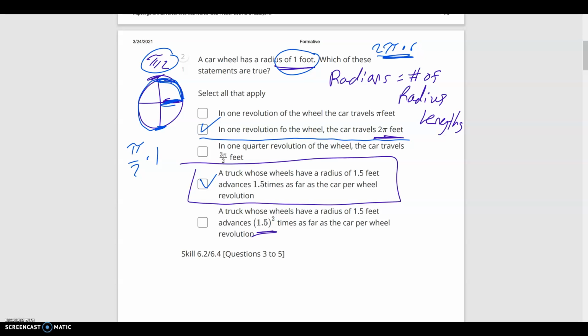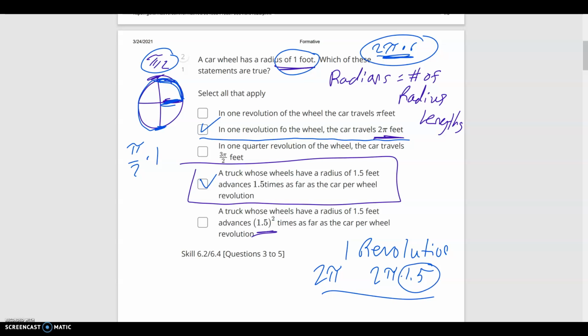The next one, a truck whose wheels have a radius of 1.5 feet advances 1.5 times as far. That one is true. Think about why. It comes back to this idea. Let's say it goes around 1 revolution. We know that that should be 2 pi. But if the radius length is 1.5, that's just going to be 2 pi times 1.5. Do you see the difference? It's going to be 1.5 times as far. So that one would be true.